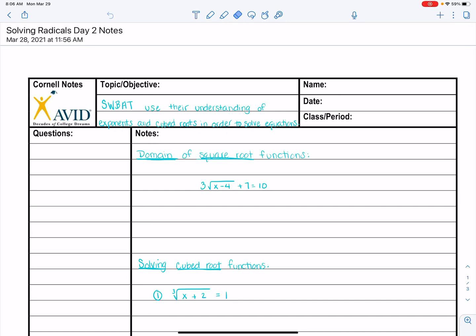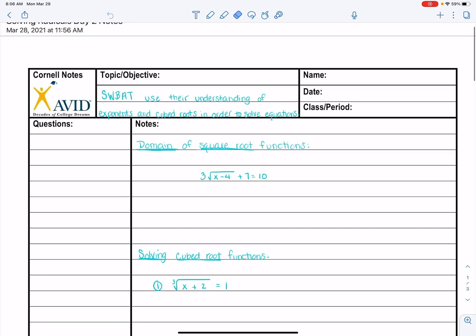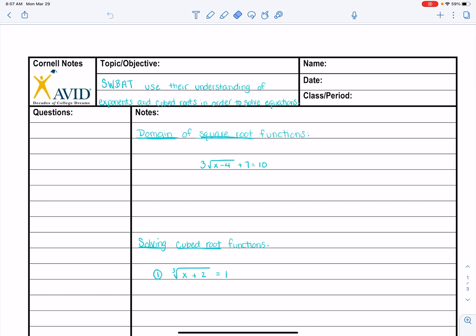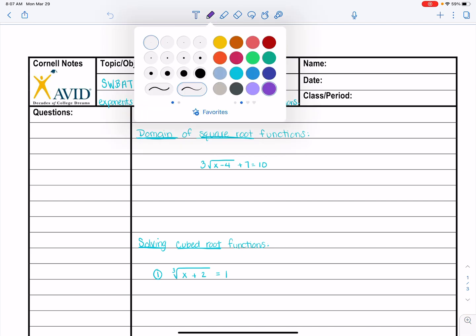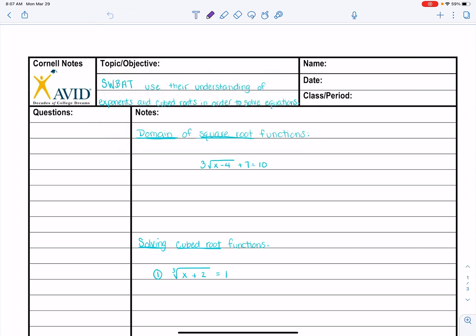So our goal today is that the student will be able to use their understanding of exponents and cubed roots in order to solve equations. Before we do that, though, we need to take a minute and talk about the last set of notes, which was all about solving square roots. I gave you an equation, something like this, and you changed the radical to 1/2, and then you could multiply by 2 to get a 1, and then you could solve for x. But what we didn't talk about was the domain.